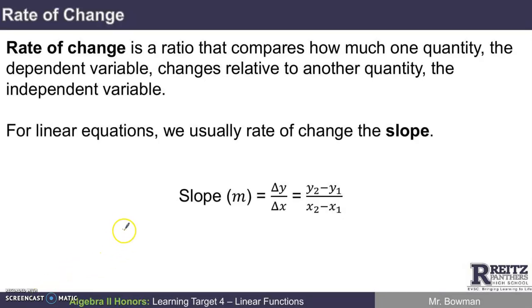So the rate of change is a ratio that compares how much one quantity, which we call the dependent variable, changes relative to another quantity, the independent variable. And for linear equations, we usually call this the slope. And you've probably seen the expression here at the bottom of the screen many times before.